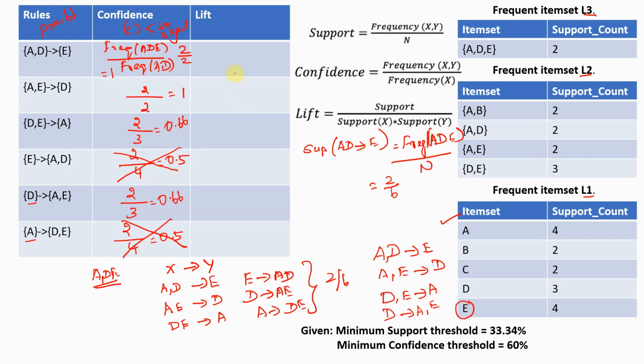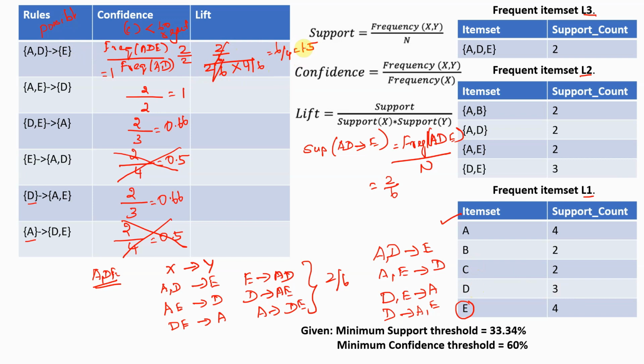For these I am going to calculate the lift value. I know that for every rule the support is 2/6, divided by the support of X. AD frequency is 2, so that is also 2/6, because support is frequency divided by N, into the support value of E. E frequency is 4, so 4/6. So this becomes 6/4, and we get around 1.5.